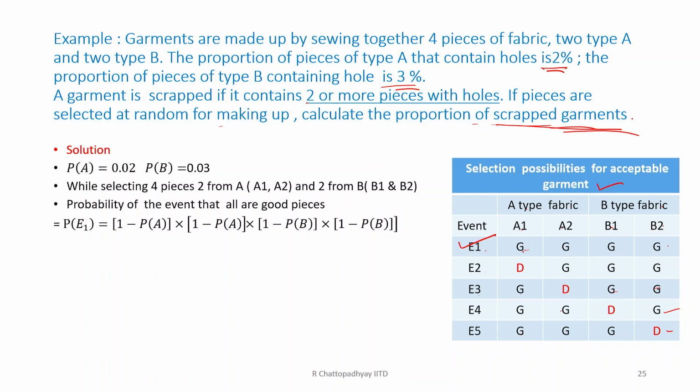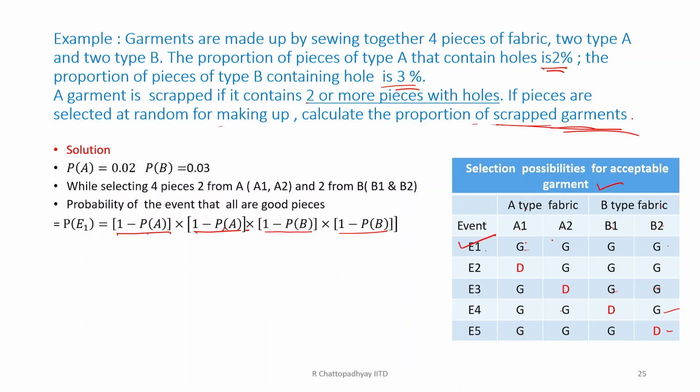So first A1 has to be good, second also has to be good, third has to be good, fourth has to be good. So we can write this to be 1 minus PA, 1 minus PA. This is for A1, this is for A2. Probabilities are same because they are coming from the same source, same A type of fabric. This is 1 minus PB, this is 1 minus PB. But PA and PB represent the probability of having holes. So 1 minus PA is probability of not having holes, that is not being defective.